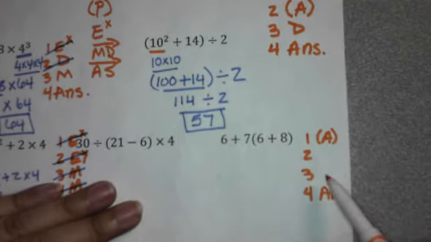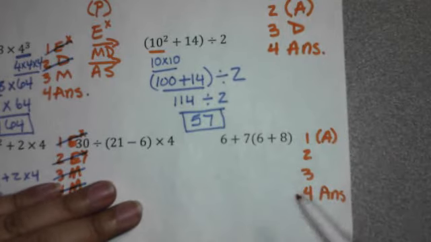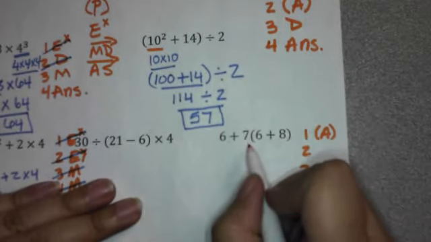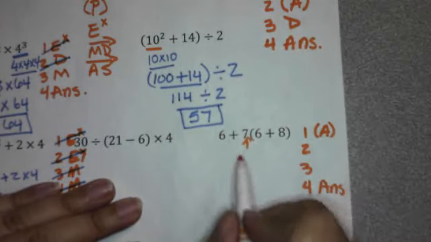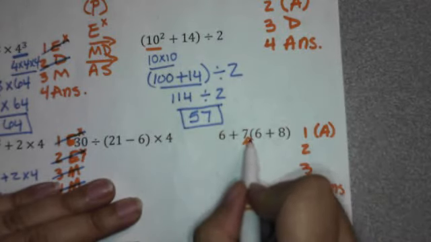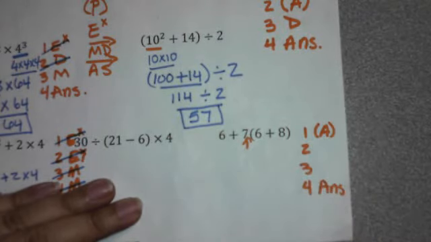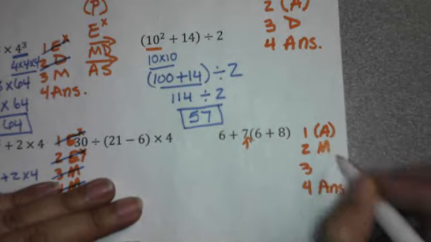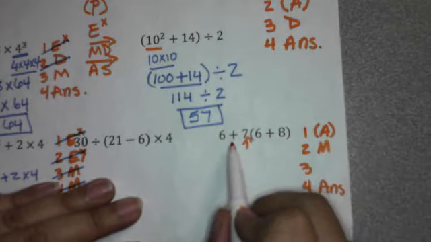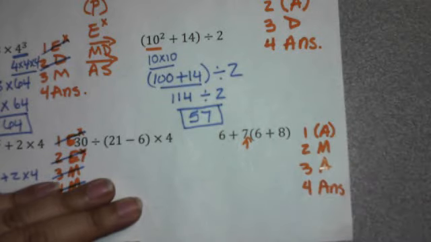Now the second step, is there any multiplication? Yes, there is a multiplication, and this is understood to be multiplied. Anytime you have a number right in front of the parentheses and there is no sign in between, that means that is a multiplication. And then the very last step is going to be your addition.